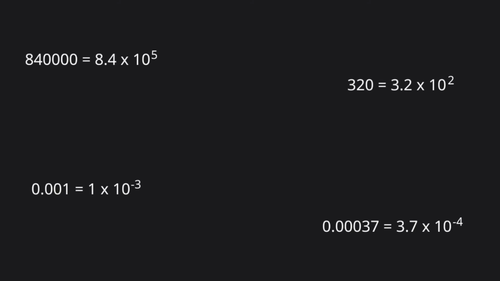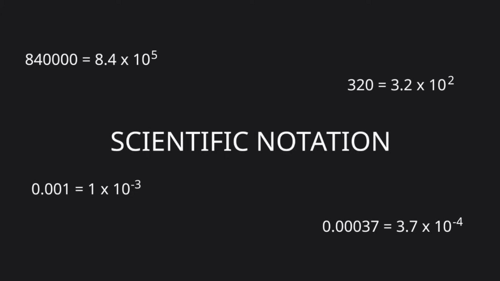When we have very big or very small numbers, it is useful to write these in a more practical way. This is called scientific notation.